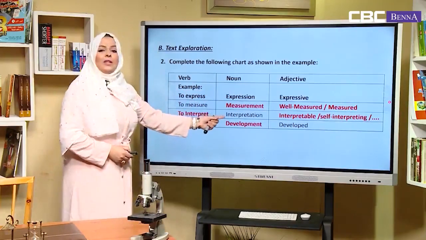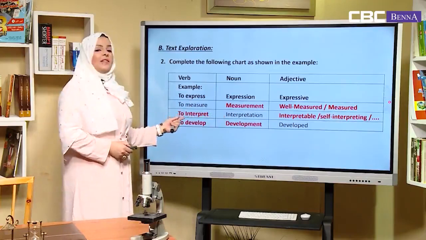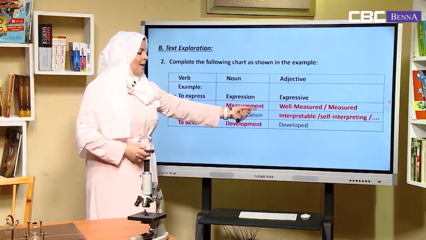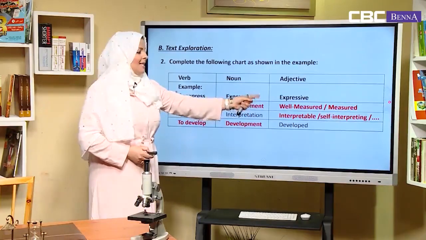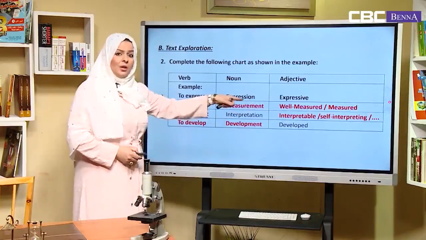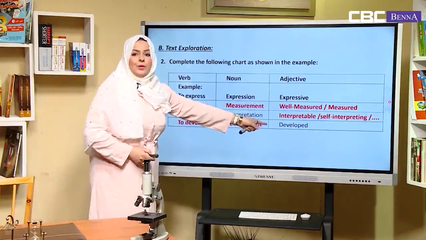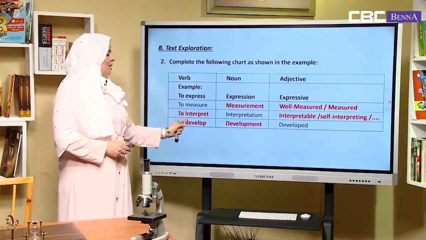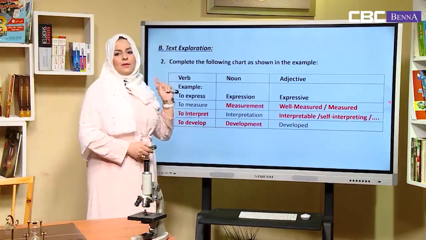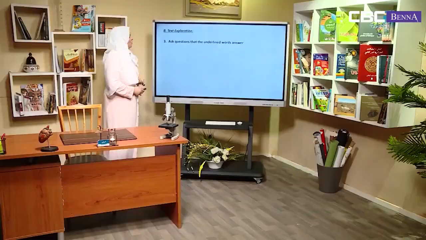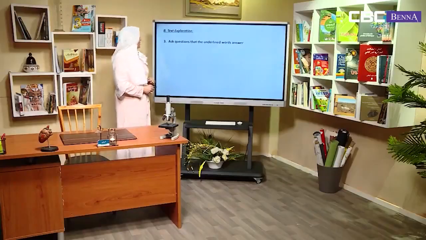Interpretation, to interpret, interpretable, and self-interpreting. And you can have more here. The last one, developed: you have to develop, and development. This is concerning morphology.